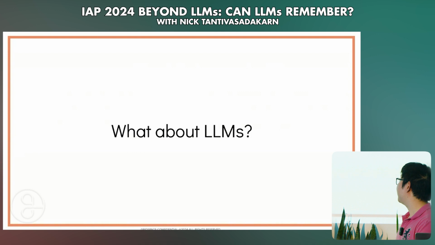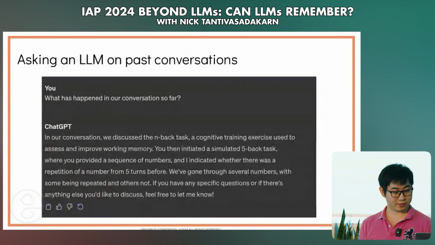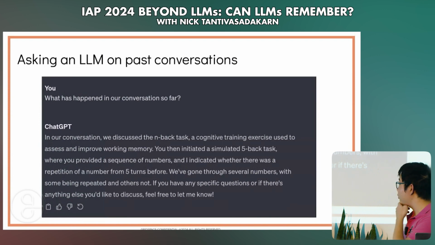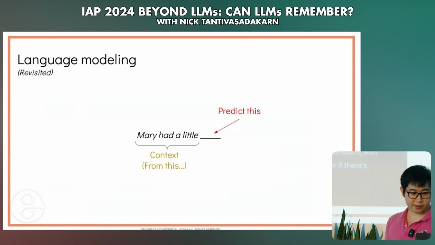Okay, so enough on the human side. What about LLMs? After doing the n-back task, I decided to try asking it, what happened in our conversation so far? And it seems to be able to remember exactly what happened. So how does it do that?